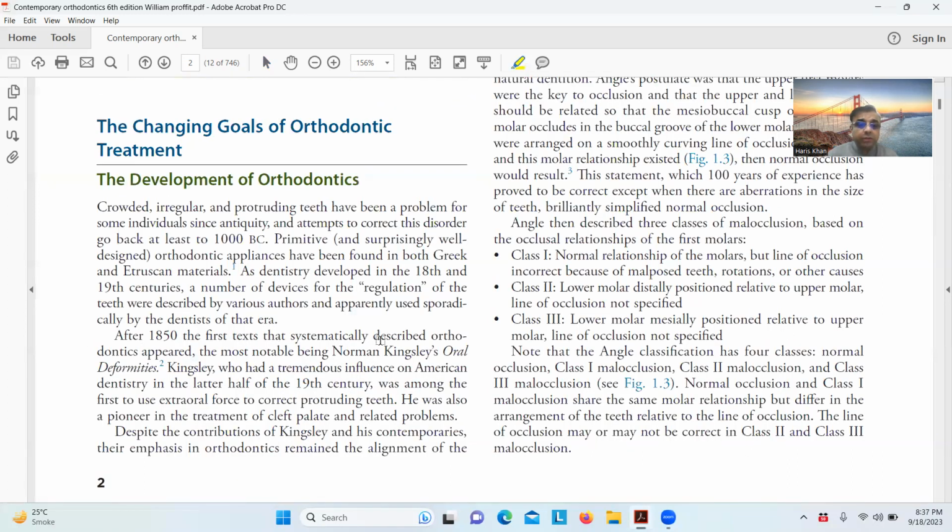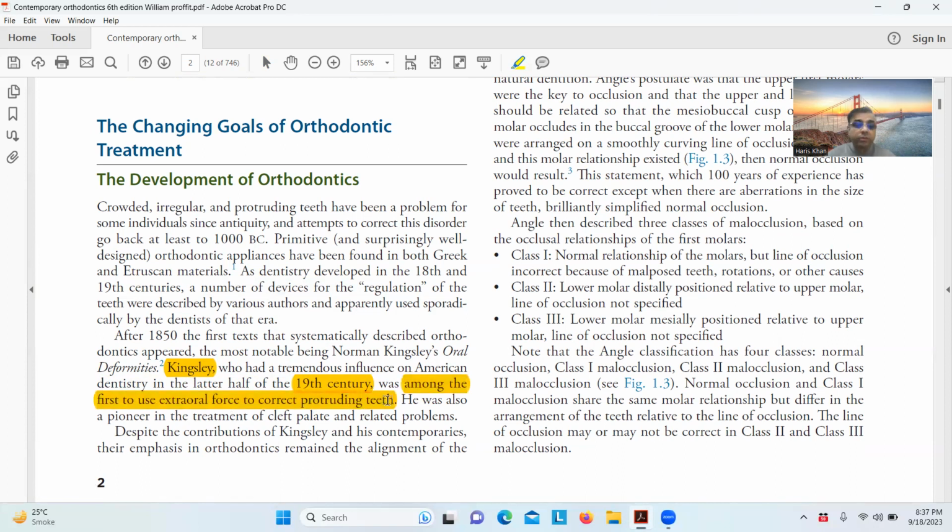After 1850, the first text that systematically described orthodontics appeared, the most notable being Norman Kingsley's Oral Deformities. Kingsley, who had a tremendous influence on American dentists in the latter half of the 19th century, was among the first to use extraoral forces to correct protruded teeth. So for a C1 MCQ, it might be a first year student, someone can ask who developed extraoral appliances. So it was basically Kingsley, something in the 19th century. So he was amongst the first.